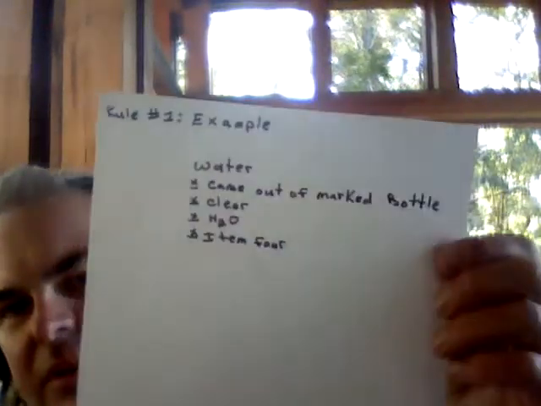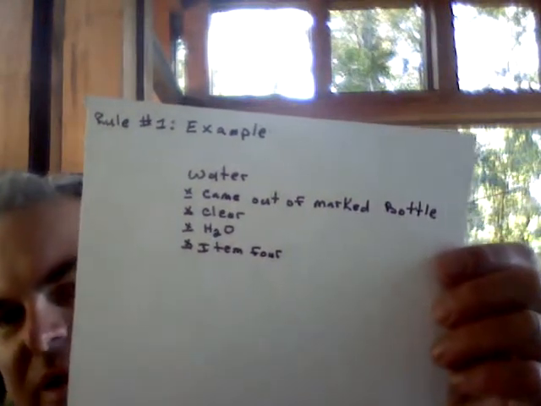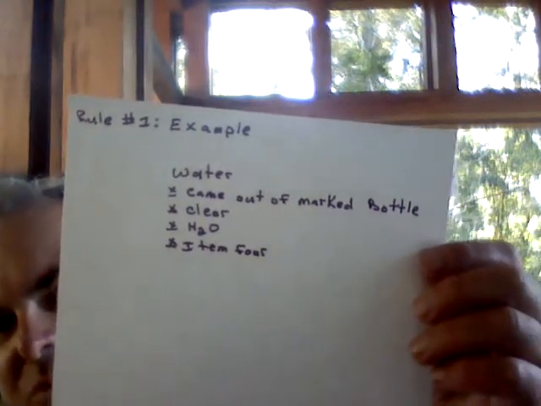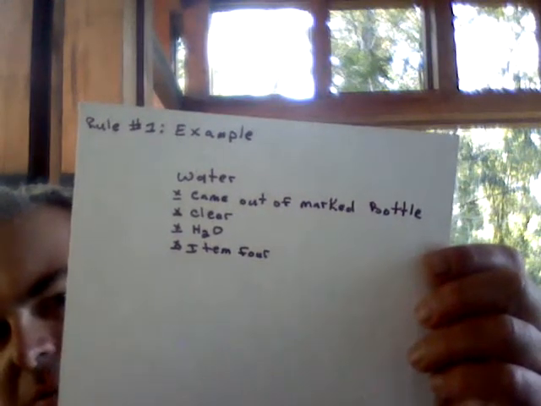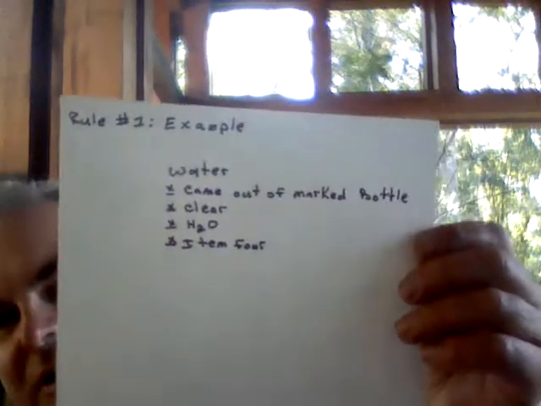For example, we have water. Water comes out of a bottle. It's usually marked as water. It's clear. Scientifically, you could say it's H2O. And I also have an item 4 marked, which I have no idea what it could be at the moment. Normally, when you see 1 item or 2 items on the list, you assume that the rest of them are correct. And 99% of the time, that works out sufficient.